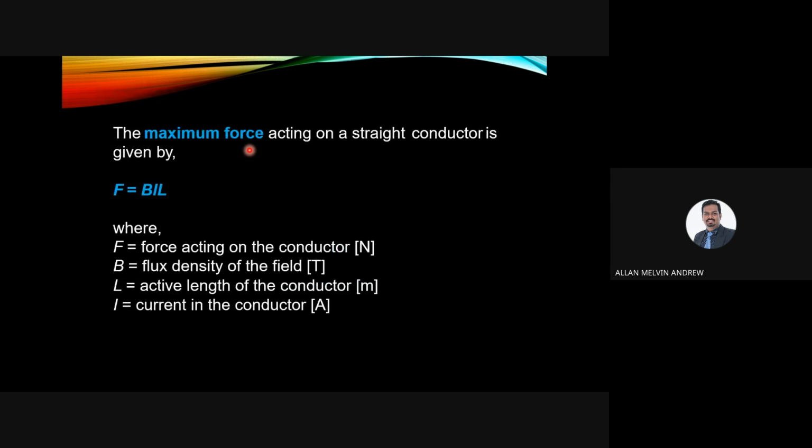The maximum force acting on a straight conductor is F equals B I L, where B is the magnetic field, L is the active length, and I is the current in the conductor. So we'll see one example.